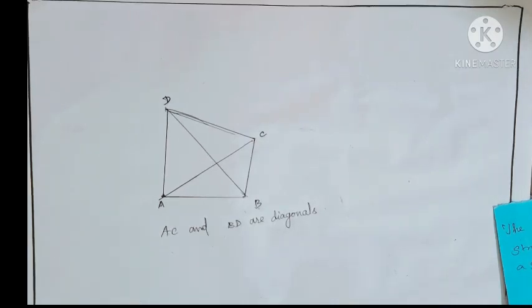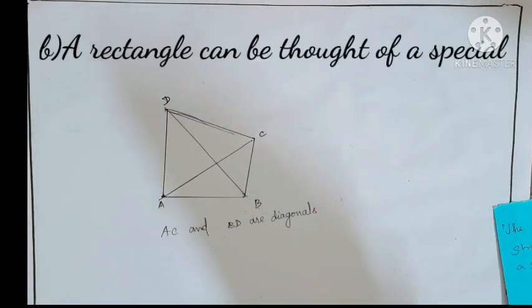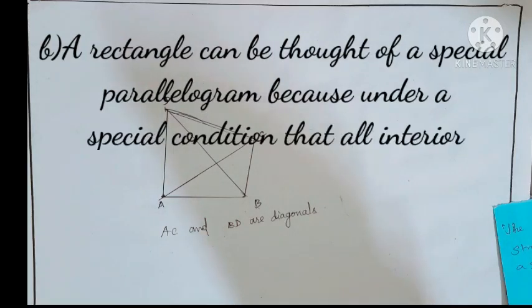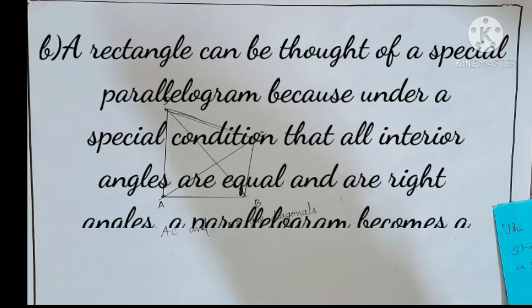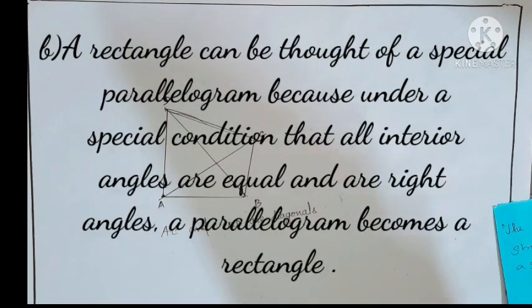A rectangle can be thought of as a special parallelogram. How will you reason it? A rectangle can be thought of as a special parallelogram because under the special condition that all interior angles are equal and all right angles, a parallelogram becomes a rectangle. The interior angles will be equal.